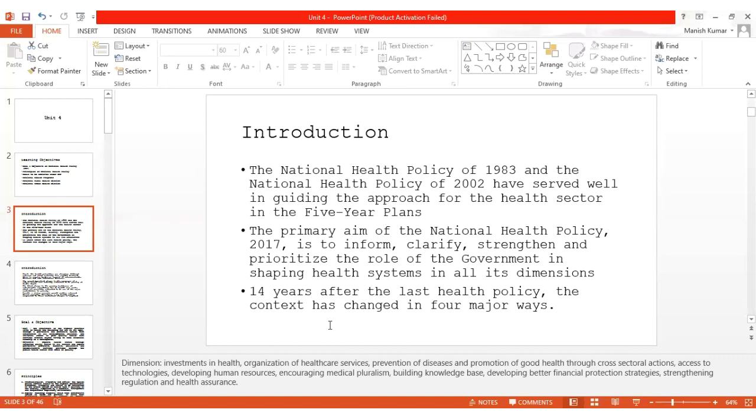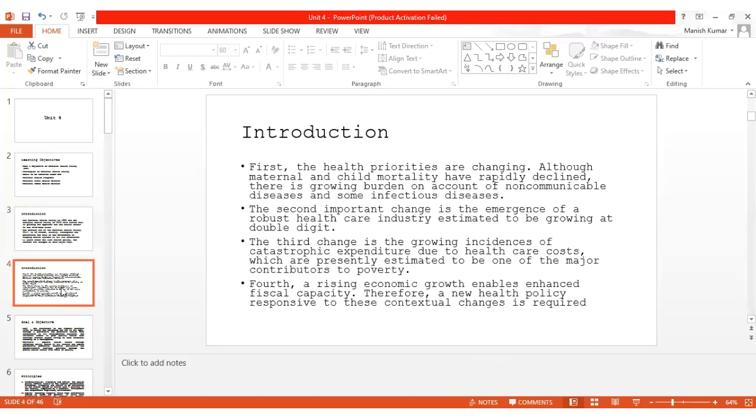So 14 years after the last health policy, that is 2002, this new health policy has come. As I said, after 14 or 15 years, a lot of changes happen in the health indicators. Then we will see in the new policy what all is there.